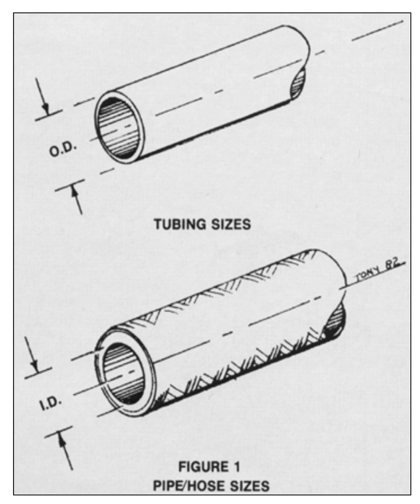What is the purpose of the identification strip running along the length of a flexible hose? Lay line indicates if the hose has twisted during installation. There is no allowable twist.